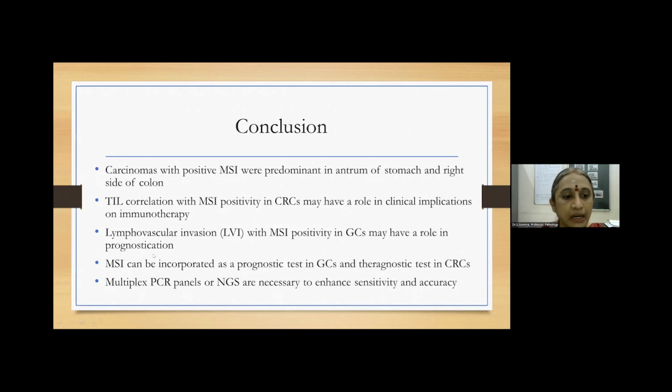So we recommend that microsatellite instability can be incorporated as a prognostic test in gastric carcinomas and as a diagnostic test in colorectal carcinomas. And also, we would like to recommend that multiplex PCR panels or next generation sequencing are necessary to enhance the sensitivity and accuracy of the microsatellite instability status.